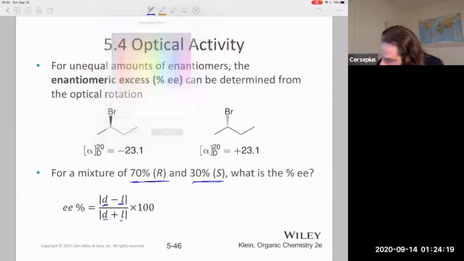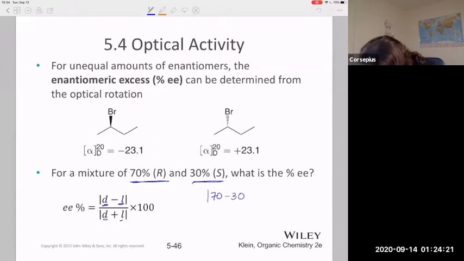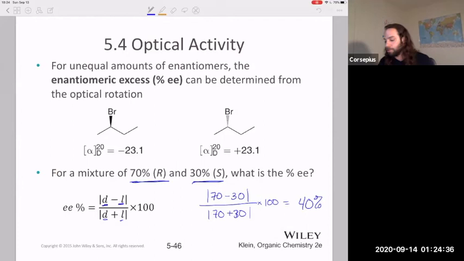So what we're going to do is take our 70 minus 30, take the absolute value of that, divided by 70 plus 30, times 100. And so what we would see is in this particular distribution, we would have an enantiomeric excess of 40%, right? So I have 40% more R than S. And so if we took this mixture and stuck it in that same instrument, it would indeed rotate light in this same direction of the R configuration, just not to that full extent, not to that 23.1.